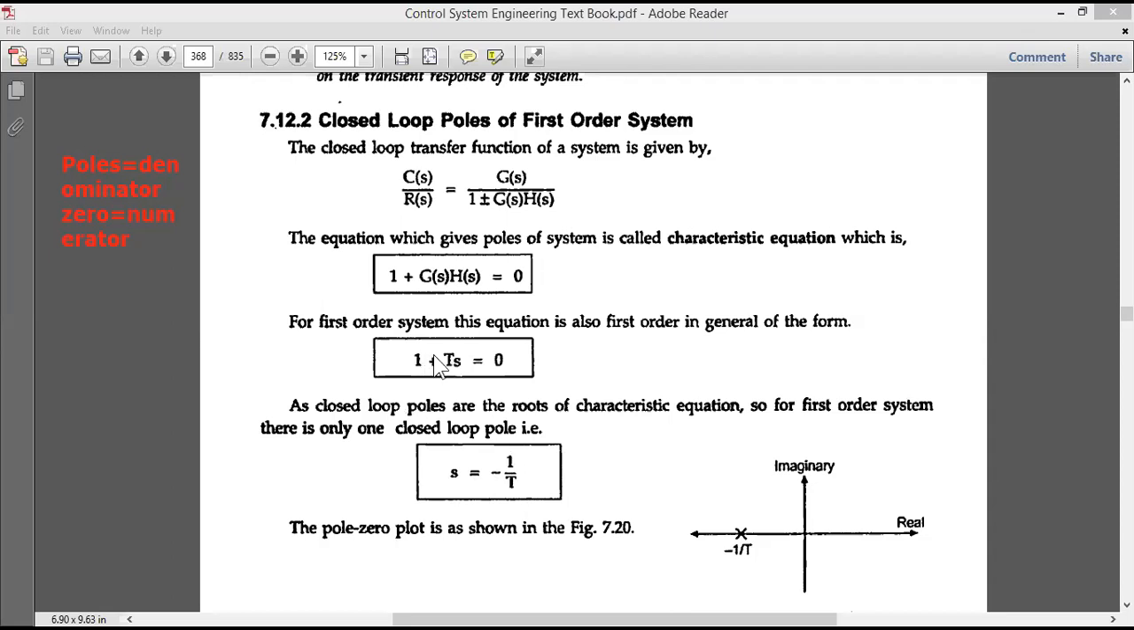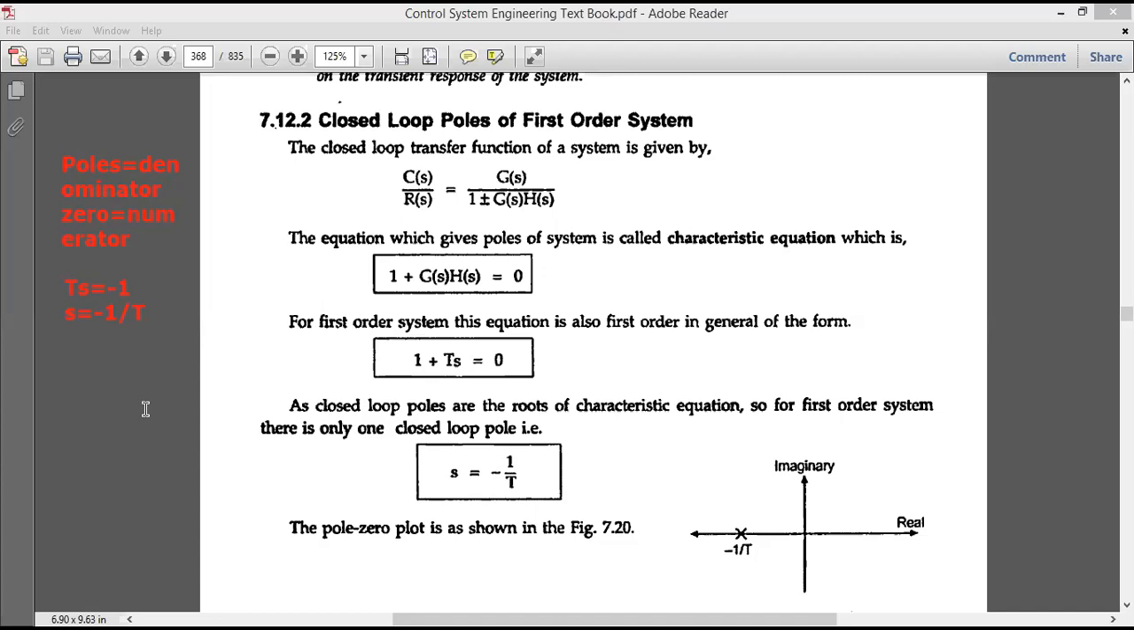This pole is given by minus 1 divided by T. If you take 1 plus Ts and find the value of S from this equation, Ts is equal to minus 1, so S is equal to minus 1 divided by T. So this is my pole, and S always represents your poles. This is how we find the poles, and in a first order system the number of poles will be equal to 1. This is how we find the poles of any given transfer function.